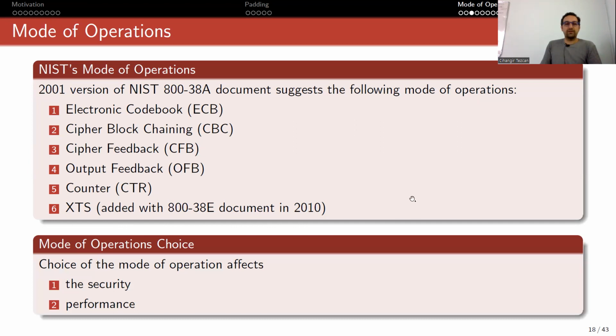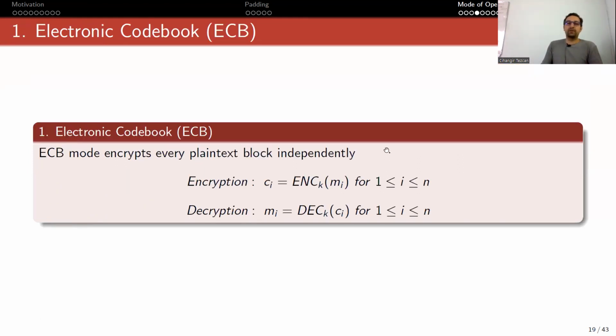So the question is, which mode should I choose? And the answer to this question depends on the security and performance needs, okay? Let's see one by one how they work. So recall that we talked about ECB mode. In this mode, every plaintext block is encrypted independently. So you have the ith block, you encrypt it with your secret key and obtain the ith ciphertext block. Similarly, decryption is just decrypting the ith ciphertext block with the secret key K.